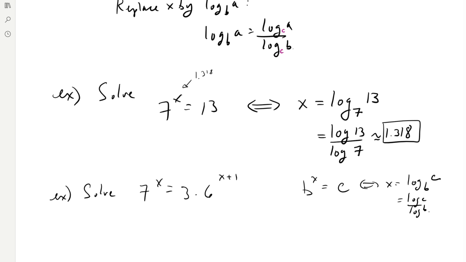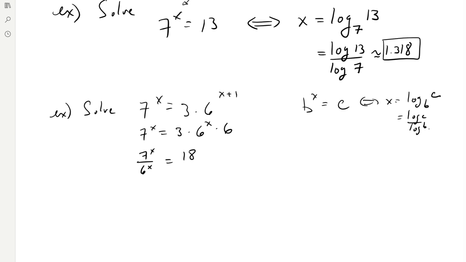So first thing is, I'd like to have things raised to the power x. I've got 7 to the x, which is great here, but 6 to the x plus 1, I want to convert that so that it ends up being something to the x. So now I'm going to use a property of exponents. 6 to the x plus 1 is 6 to the x times 6. So that's the product rule here. So I've got 7 to the x, 6 to the x. I'm going to try to regroup those together. And that's 3 times 6, 18. And finally, 7 to the x over 6 to the x is the same thing as 7 over 6 to the x.